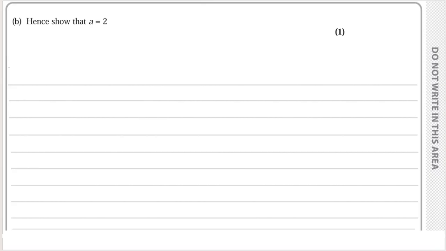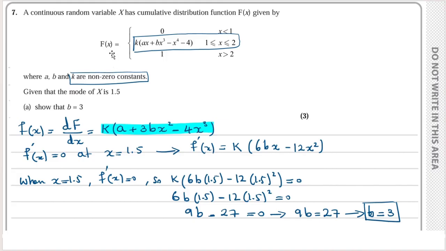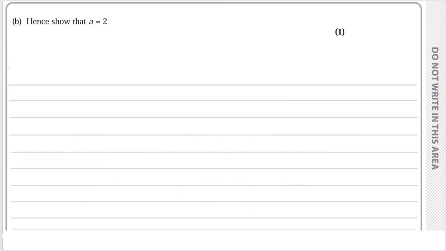Part B. Hence, show that a equals 2. In order to find the value of a, now that we know b equals 3, we go to the expression for the CDF, and we know that the CDF, capital F of 1, is equal to 0. So we have that F of 1 equals 0.